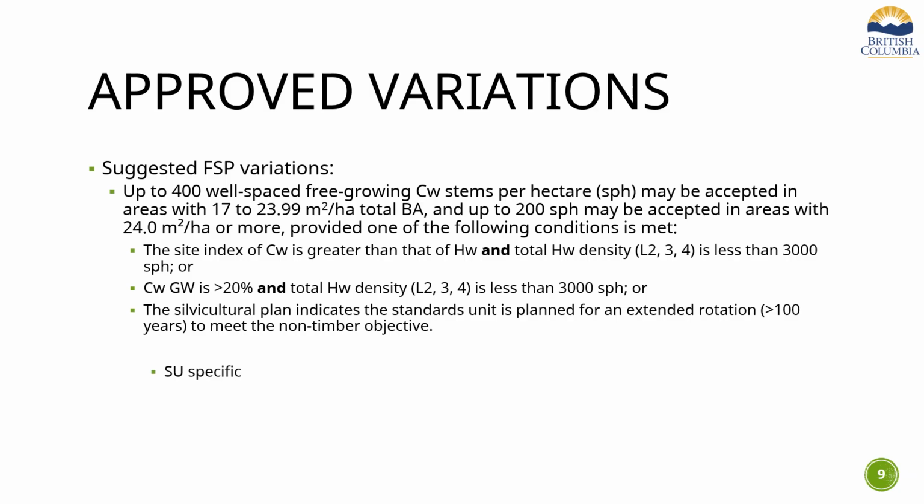The second condition, if the cedar seed lot is greater than 20% genetic worth and there's less than 3,000 stems per hectare total of understory hemlock. Or three, if the silvicultural plan indicates that the SU is planned for an extended rotation to meet the applicable non-timber objective, and an extended rotation in this context would be greater than 100 years. So if any of those three conditions are met, then the variation can apply.